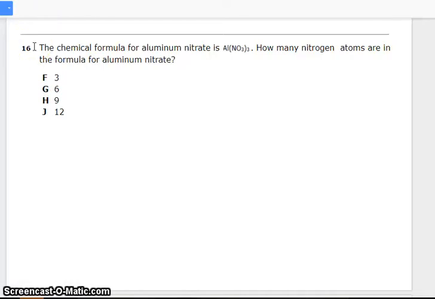Number 16. The chemical formula for aluminum nitrate is Al(NO3)3. How many nitrogen atoms are in the formula for aluminum nitrate? F, 3. G, 6. H, 9. J, 12.